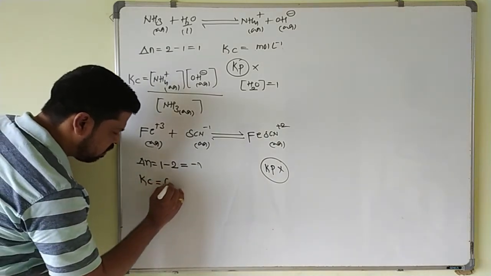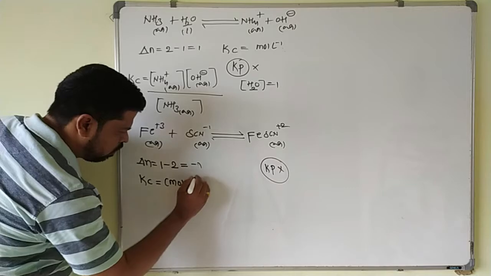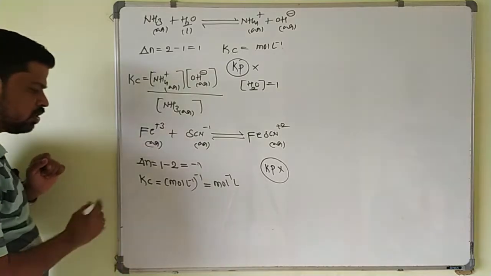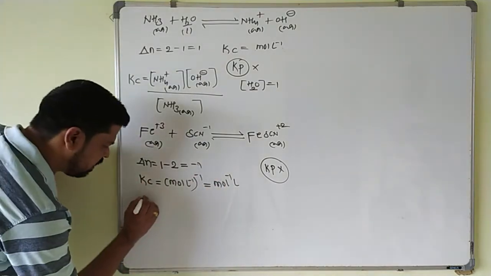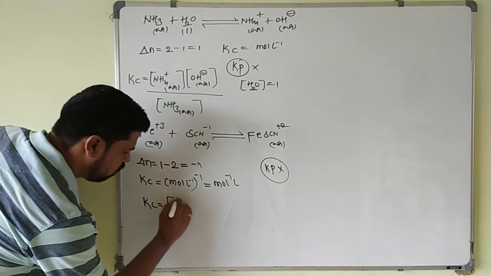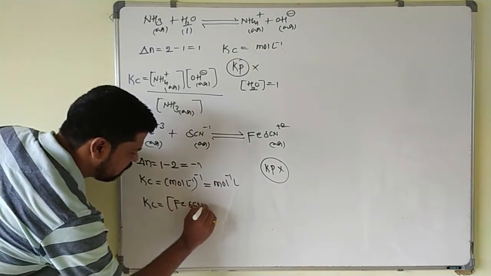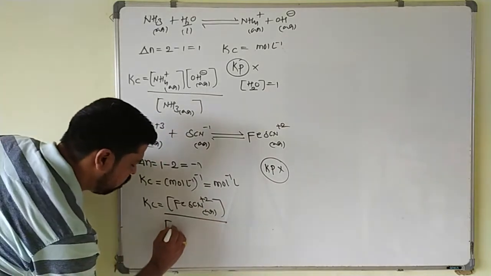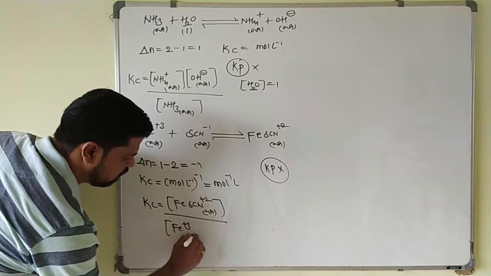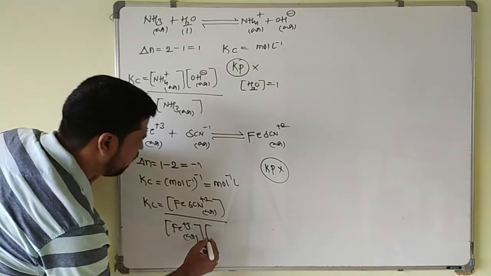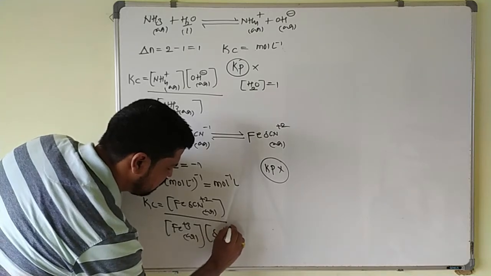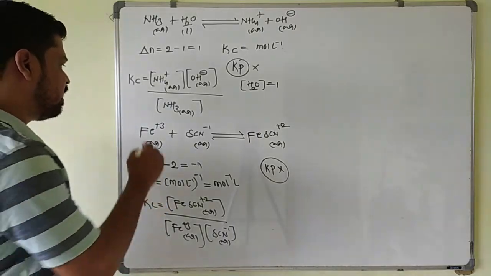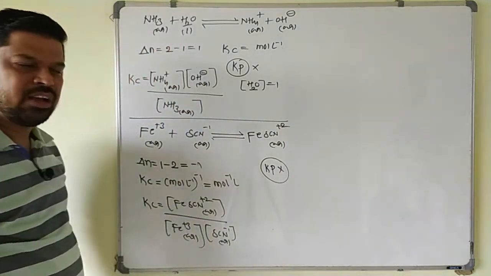What is the unit of Kc here? This is nothing but mole per liter whole power minus 1, that is, per mole liter will be the unit of Kc here. So what is the Kc expression for this one? Kc will be equal to the molar concentration of FeSCN 2+ in the aqueous medium divided by the molar concentration of Fe 3+ in the aqueous medium into the molar concentration of SCN minus 1, this also in the aqueous medium here. So these two are examples for a homogeneous liquid system.